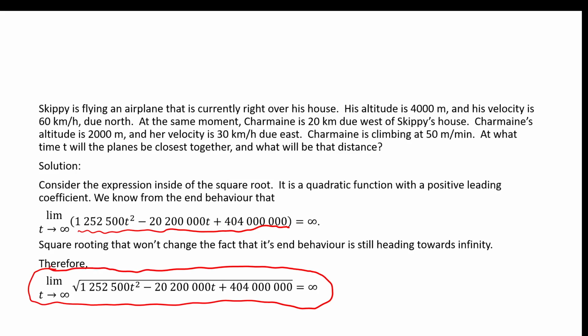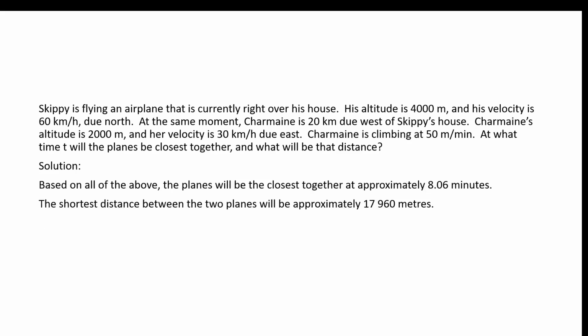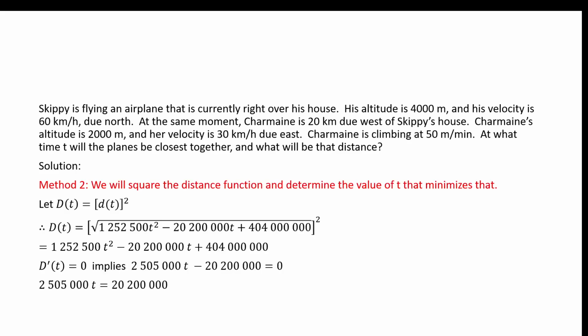So this is just in case a question like this did not say to you that you're supposed to ignore the domain endpoints, the domain values. You'd plug in a t value of 0. You'd also plug in a t value of infinity, but since you can't actually do that, you would take the limit as t goes to infinity. And intuitively, you know, as time goes to infinity, these two planes are going to be very far apart. So we know that's not the answer. So based on all the above, the planes will be closest together at roughly 8.06 minutes. And the shortest distance between them will be roughly 17,960 meters.